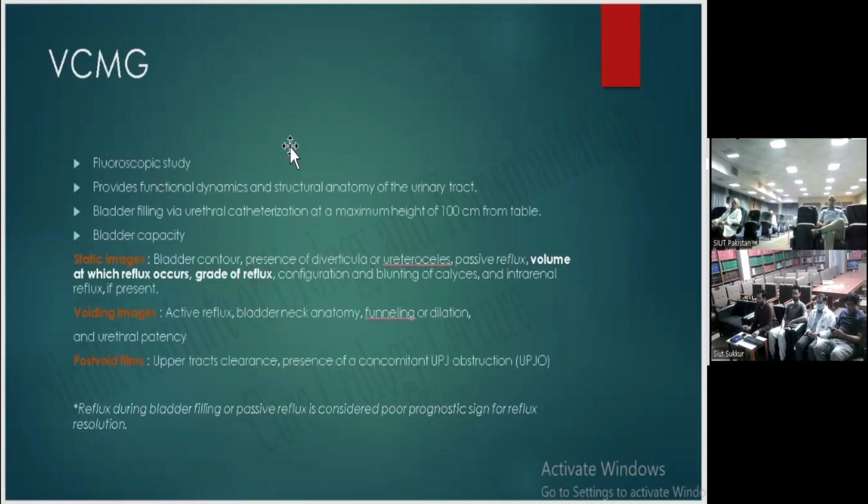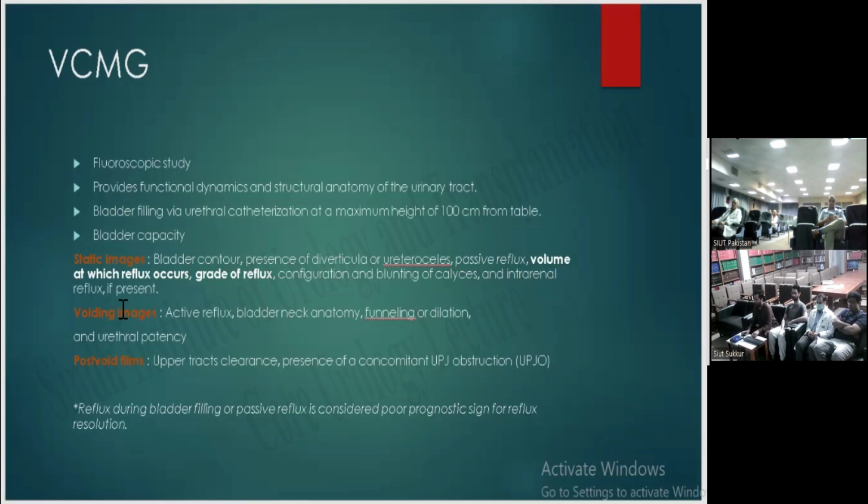Investigations: video cystometrogram is a fluoroscopic study that provides functional dynamics and structural anatomy of the urinary tract, with bladder filling via urethral catheterization at a maximum height of 100 centimeters from the table. It also checks bladder capacity and, on static images, bladder contour, presence of diverticula or ureterocele, passive reflux, volume at which reflux occurs, grade of reflux, configuration and blunting of calyces, and intrarenal reflux if present.